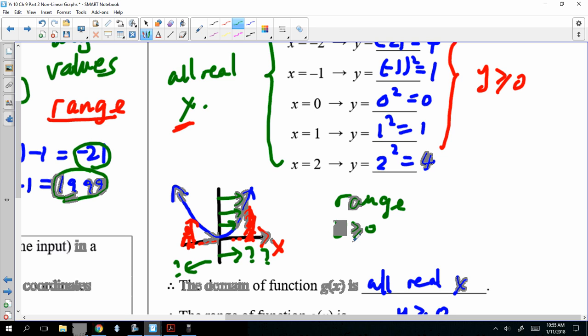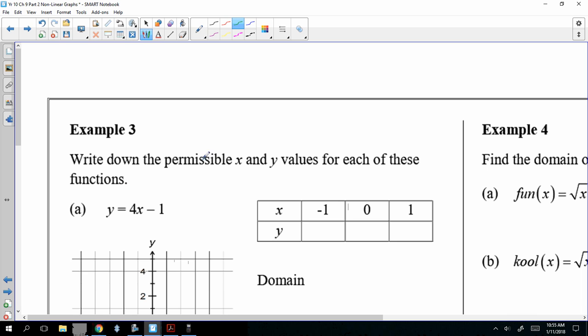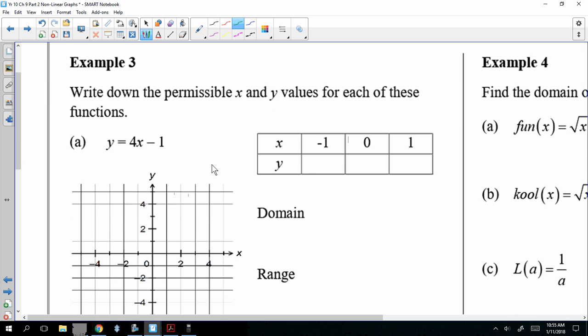So we're going to look at this question here. Example 3. Write the possible x and y values for these functions. So we got this graph here. We substitute the x value in, which is negative 5. Put 0 and it will be negative 1. And then you get 3, right? Now, clearly, I could substitute any x value. So we say the domain is all real x.